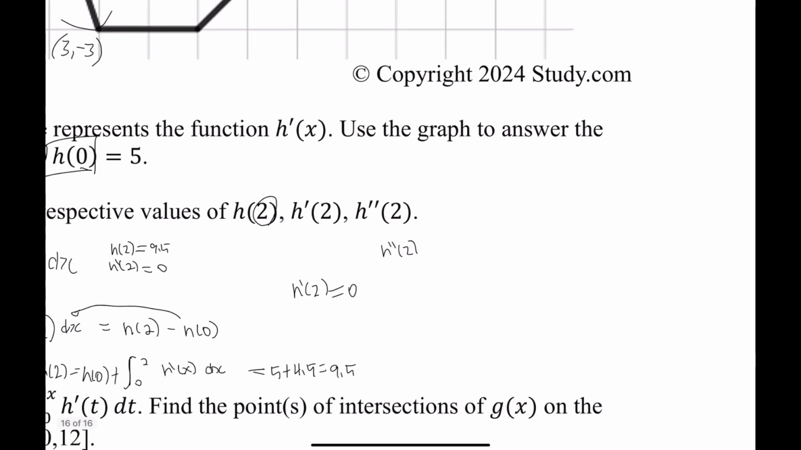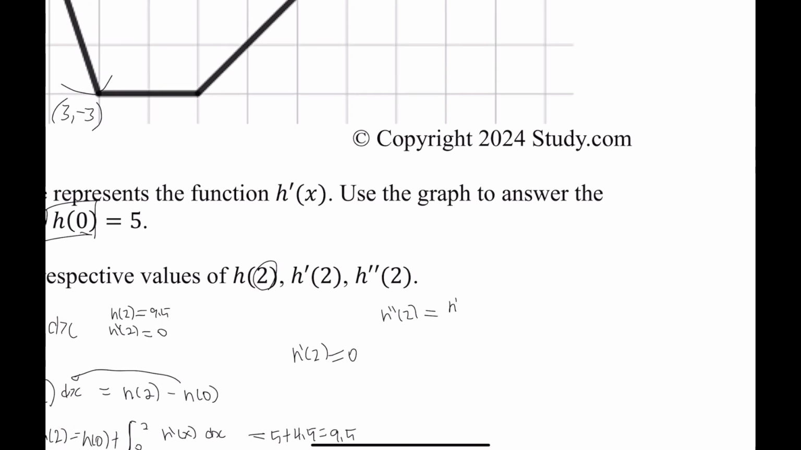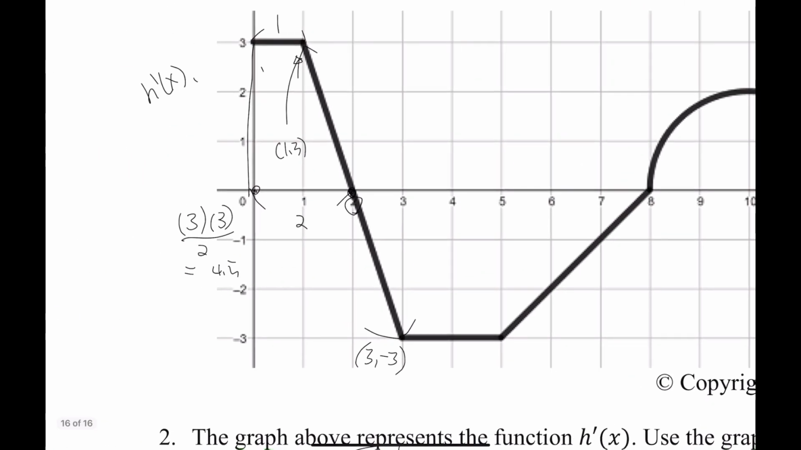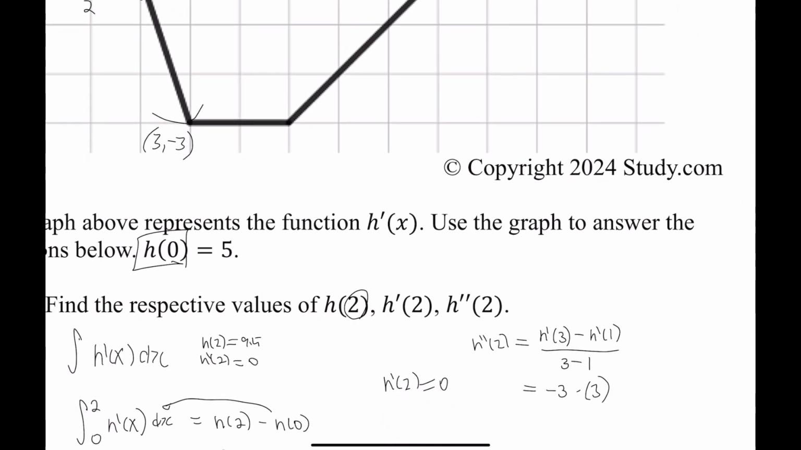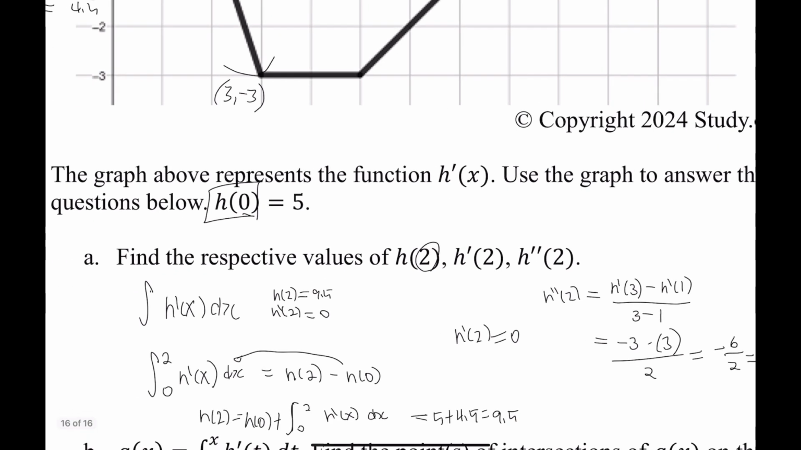Okay. So h prime of 3 minus h prime of 1 is negative 3 minus 3, and then over 3 minus 1, which is 2. This would be negative 6 over 2, or negative 3. So we found h double prime of 2 to be negative 3.